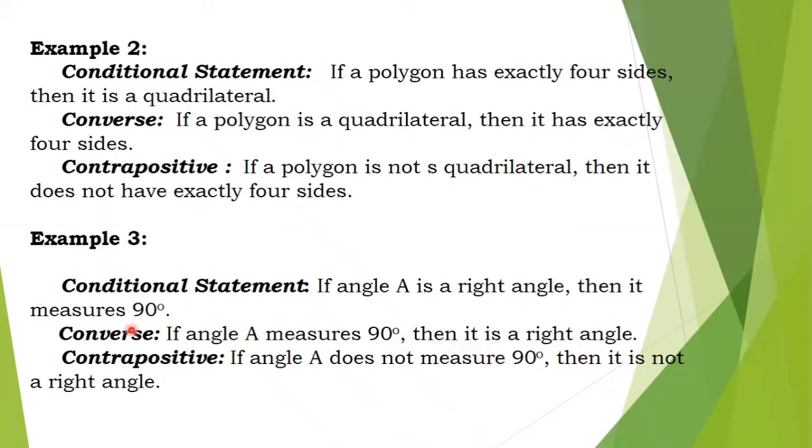Okay, so if this is the converse, again, dito lang tayo magpo-focus to get the contrapositive. Okay, get the negation of the converse. If angle A does not measure 90 degrees, then it is not a right angle. Okay, that's how we write contrapositive.